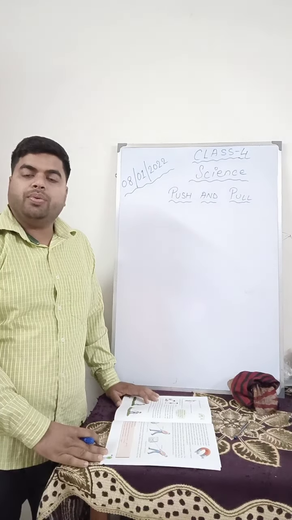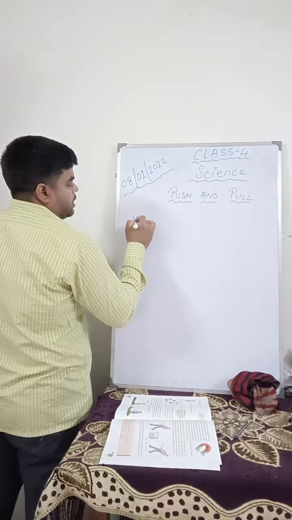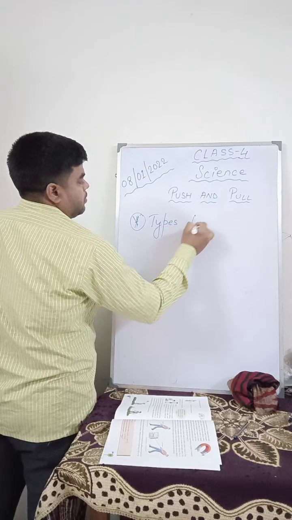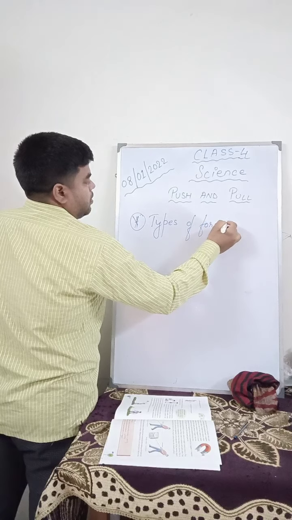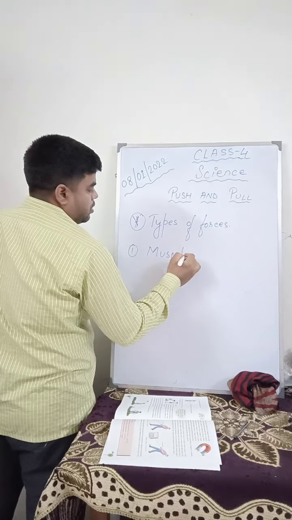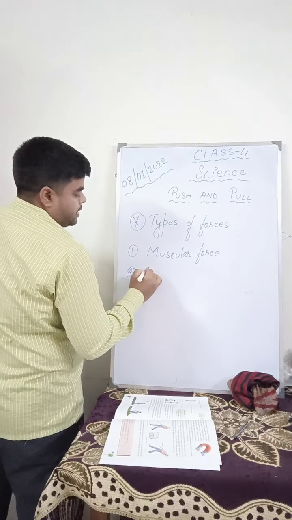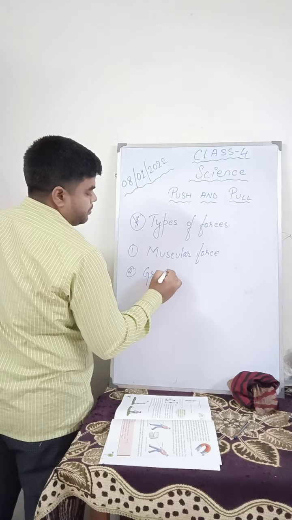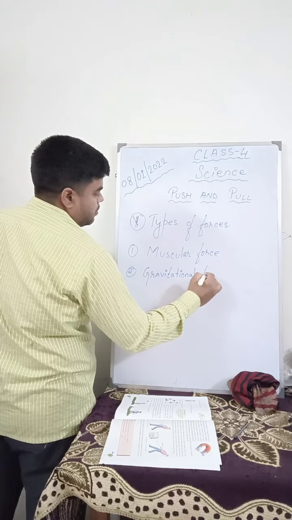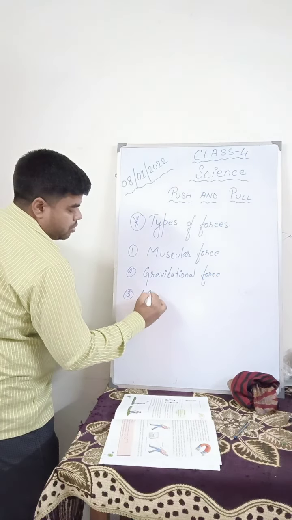Same chapter, that is push and pull. And in this chapter we will continue with the types of forces. Number 1. First, we have already studied about muscular force. We have already studied about gravitational force. Third, that is magnetic force.